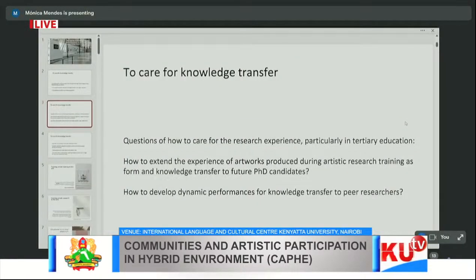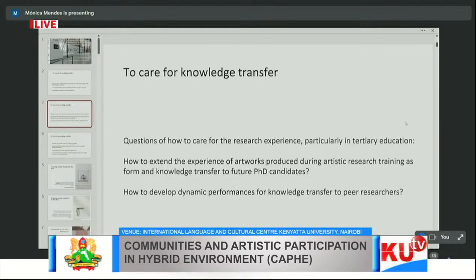Process with existing emergent technologies during a formal artistic training. These are vehicles for research into the utility of knowledge transfer in arts higher education, and also collaborative platforms for artistic exploration. We have a couple of questions, particularly in tertiary education, where it is not only about developing artistic training, but also artistic research training.